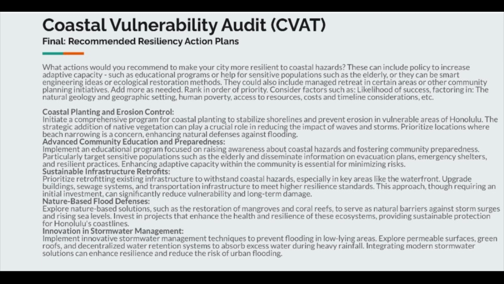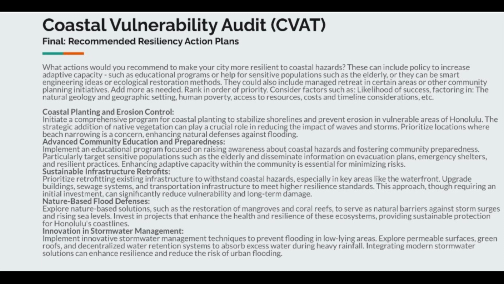Continuing for the finale, which is recommended resiliency action plans: coastal planting and erosion control, to initiate a comprehensive program for coastal planting, stabilize shorelines, and prevent erosion. It is helpful for the vulnerable areas of Honolulu, as well as advancing community education and preparedness. Everyone needs to be aware of where they live and what risks they take every day.